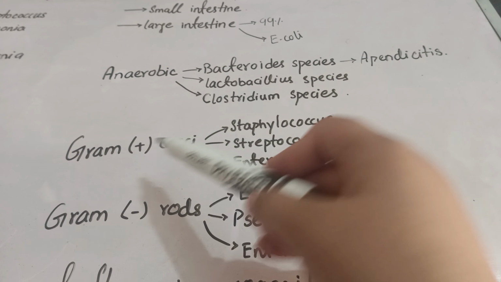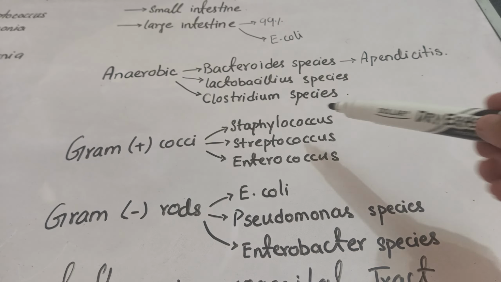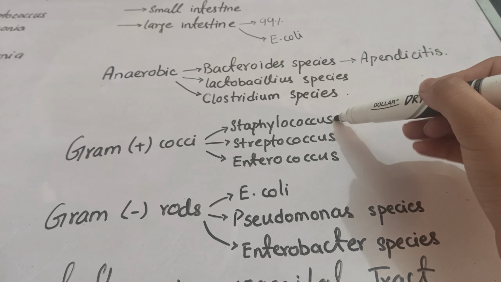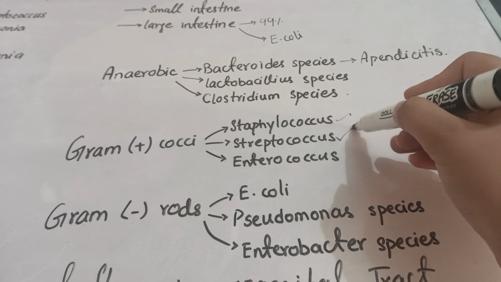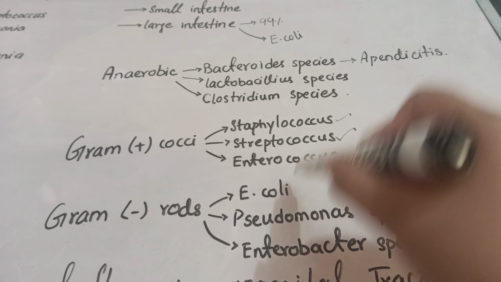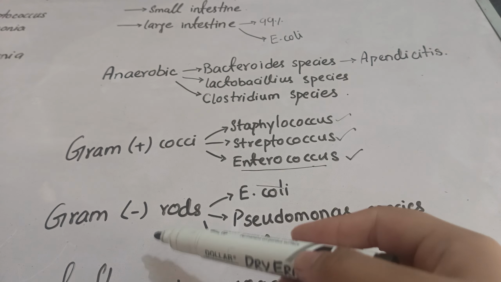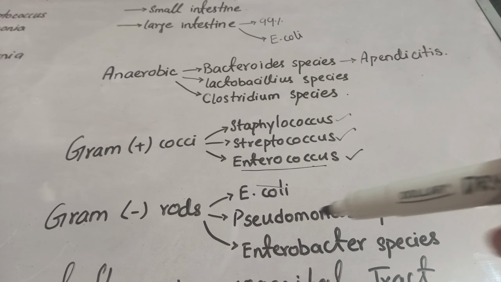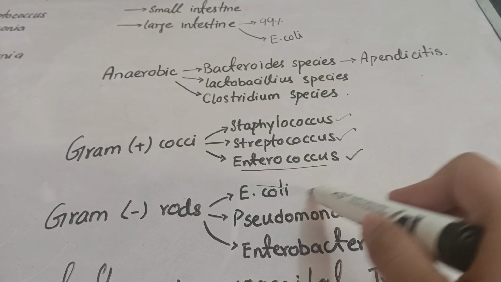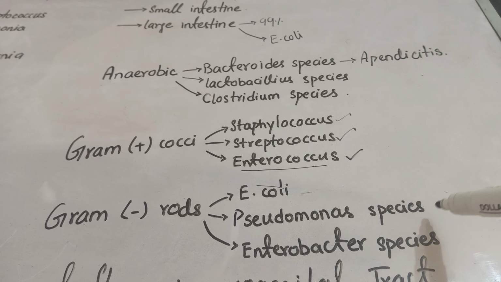And others are the gram positive cocci bacteria, which are Staphylococcus species, Streptococcus species and Enterococcus species. Enterococcus species is only present in your gastrointestinal tract. The last type of bacteria are the gram negative rod bacteria, which are E. coli, present in the large intestine. Some Pseudomonas species are also present, and Enterobacter species will also be present here.